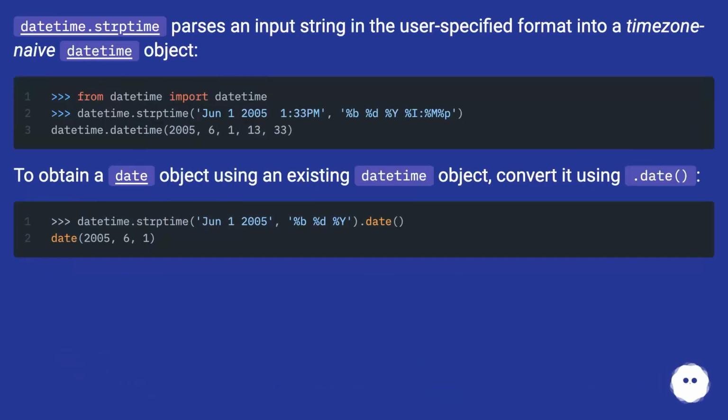How do I convert the following string to a datetime object? datetime.strptime parses an input string in the user-specified format into a timezone-naive datetime object. To obtain a date object using an existing datetime object, convert it using .date().